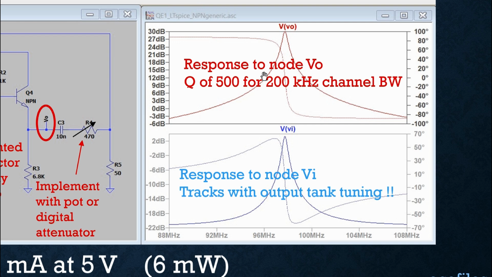Now let's examine this graph in more detail. It looks like it's centered at about 98 megahertz. Okay, that's kind of what we wanted. And it has a 30 dB gain, which is a lot, as we've learned, but notice that it drops off very, very quickly. So we would say that it has a very narrow bandwidth.